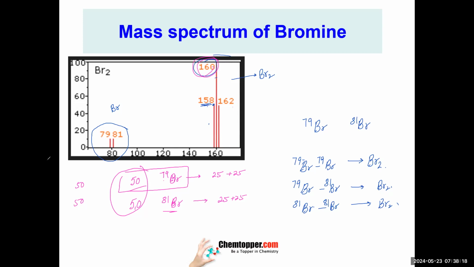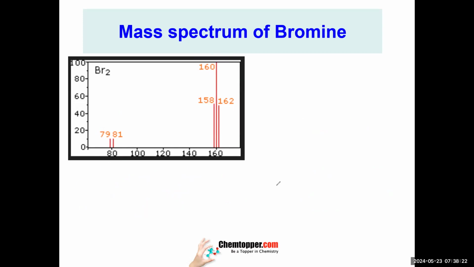So how to identify bromine? I just want you to take away from here how to identify bromine, Mayank. From the mass spectrum, when you have two signals at 79 and 81, which are in the ratio of 1:1, this is a very unique method of identification of bromine in the sample. Is it okay?